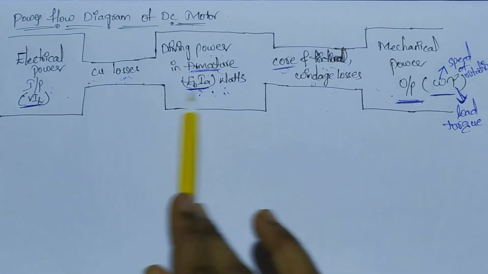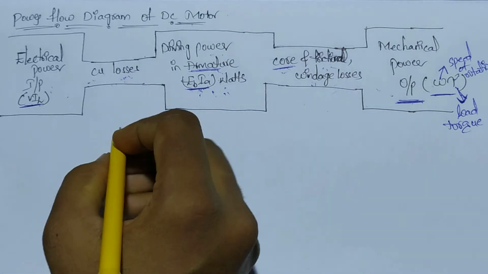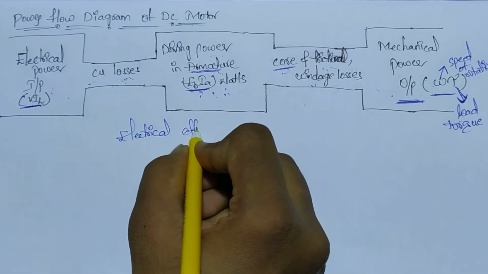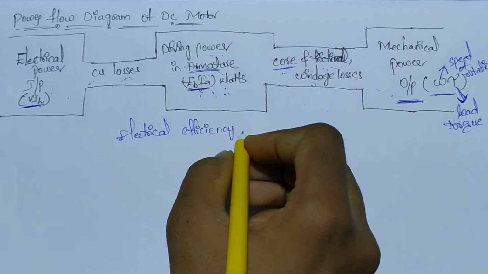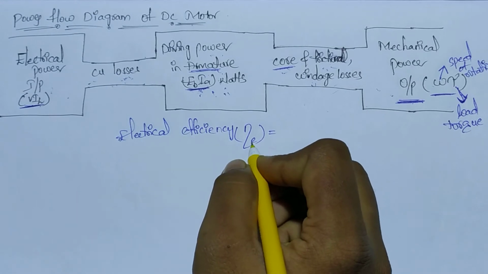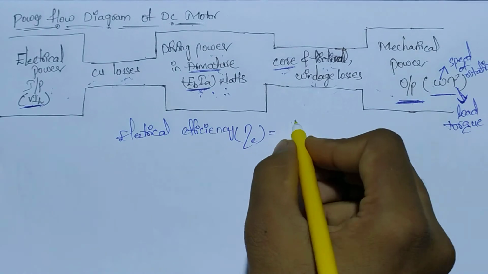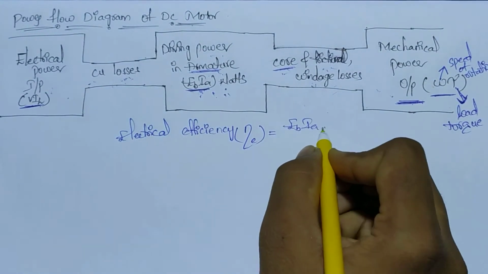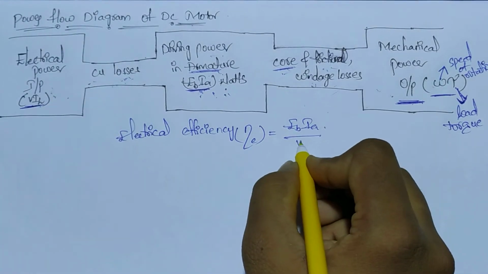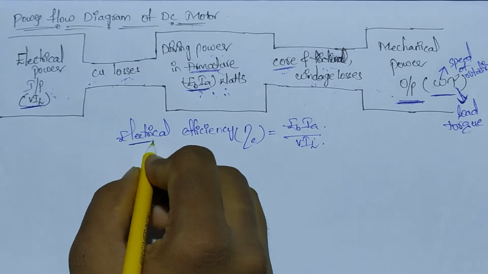From this power flow diagram, we can determine the electrical efficiency. The electrical efficiency, eta E, equals the power developed in the armature, that is EBIA, divided by the electrical input, that is VIL. From this we get the electrical efficiency.